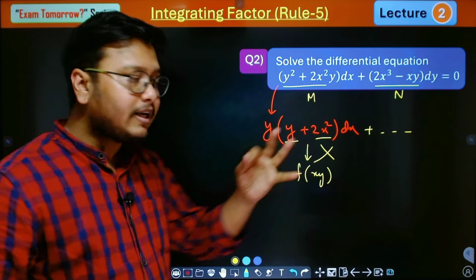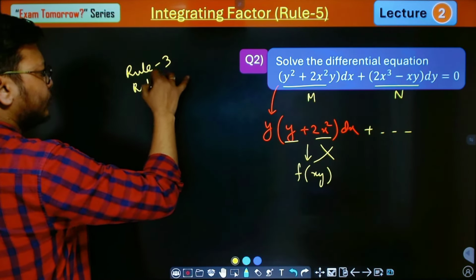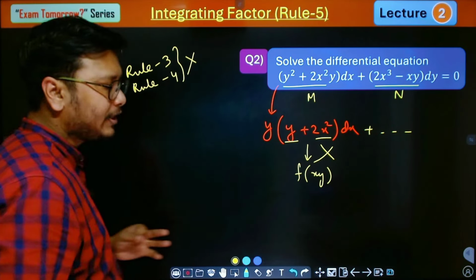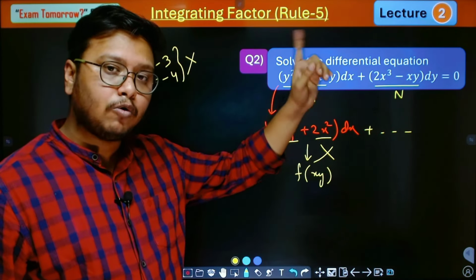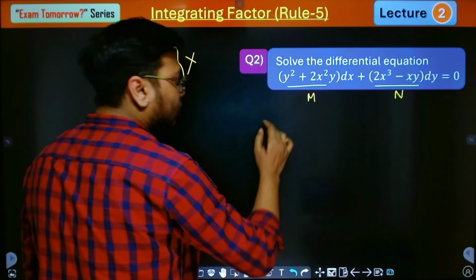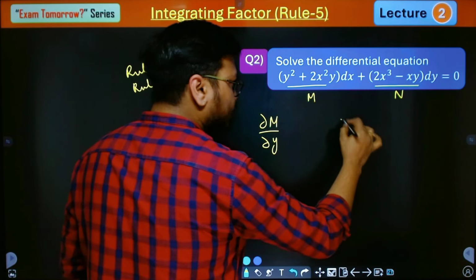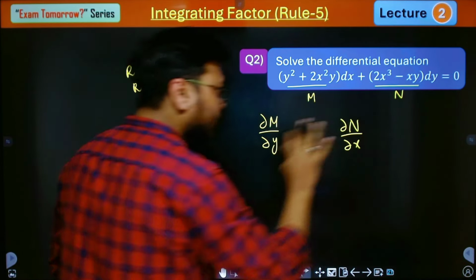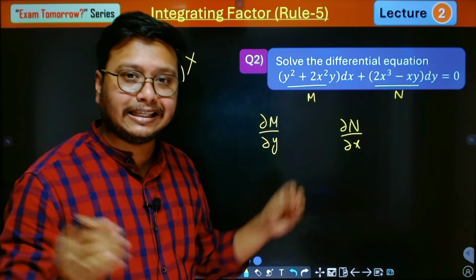The moment rule 3 and 4 are out of the picture, so first you need to check rule 3, then you need to check rule 4. When both are out of the picture, you still don't know whether it is rule 5 or maybe rule 1 or rule 2. So your best bet would be to find out whether it is rule 1 or rule 2, because you will always want it to be rule 1 or rule 2. You will never want it to be rule 5. Rule 5 should be your worst case scenario.